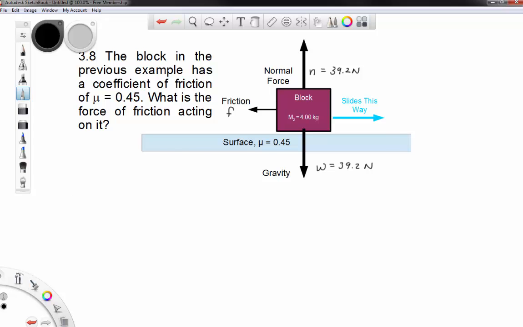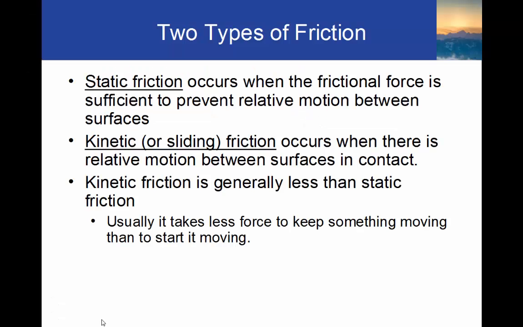And the way that we find friction is that we first need to ask what kind of friction we're finding. Are we finding static or kinetic friction? Well, the block is actually moving, so that means that we need to be finding the kinetic friction. That's the friction that occurs when there's relative motion between surfaces in contact. The block is not stationary, but if it were, then we'd be finding static friction.